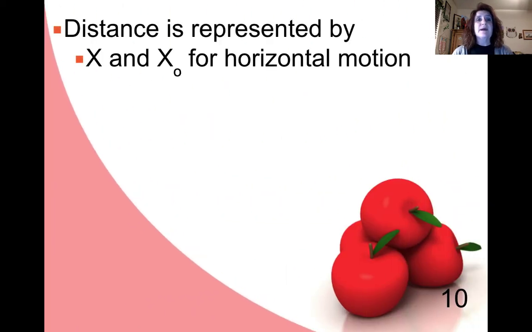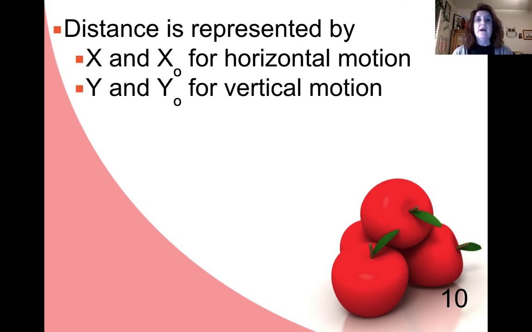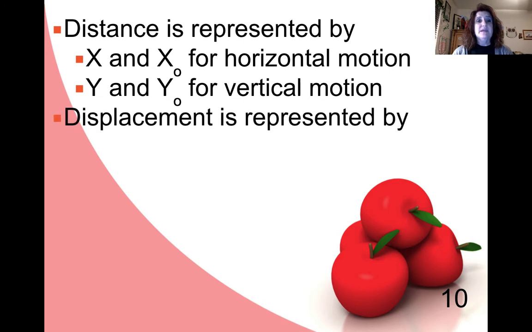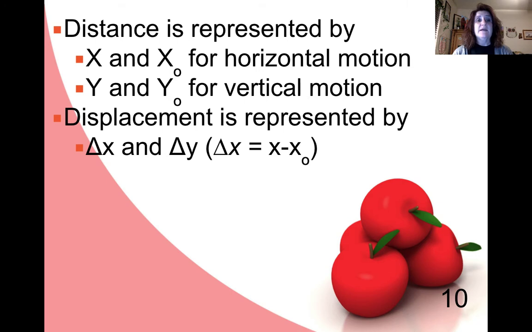Distance is represented by x and x naught for horizontal motion, y and y naught for vertical motion. Displacement is represented by delta x and delta y, because remember, displacement is a change in the location. Delta x or delta y is going to be x minus the x naught. Any of the naught are the initial, where it starts, the starting place, and then the x or the y or the v are the final.